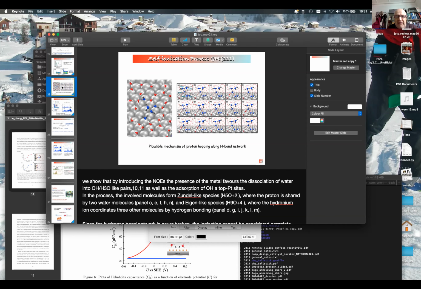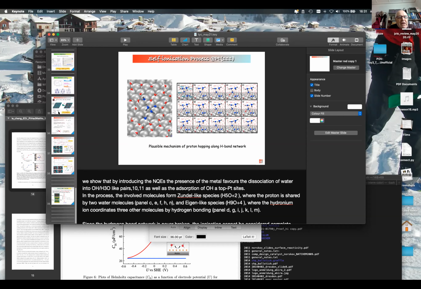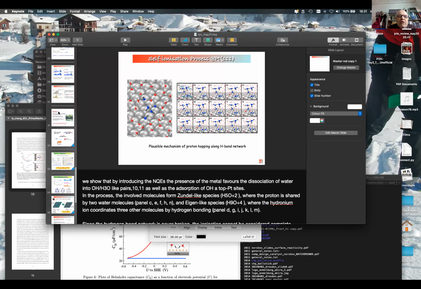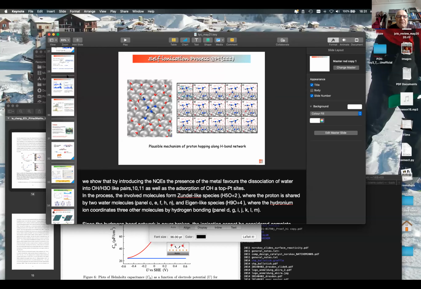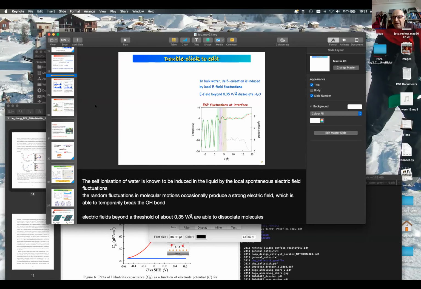For water, you have much larger energy. So my question is, for which kind of voltages that you applied, voltage drops across the double layer, would you expect that kind of significant effect, that the water will be electric field induced dissociated? Yeah, so in bulk water, it has already been observed that you can have dissociation by fluctuation of the electric field of a few fractions of an eV.